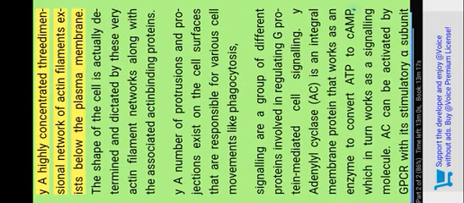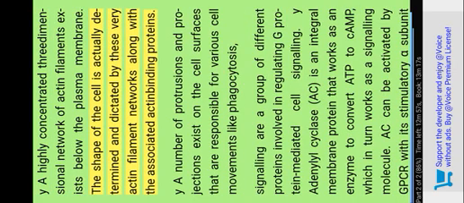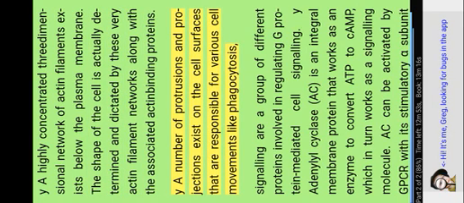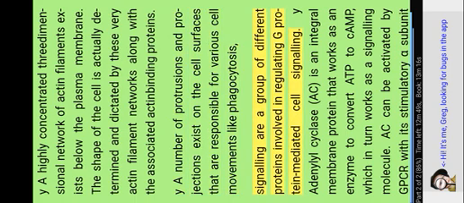Why a highly concentrated three-dimensional network of actin filaments exists below the plasma membrane. The shape of the cell is actually determined and dictated by these very actin filament networks along with the associated actin-binding proteins. Why a number of protrusions and projections exist on the cell surfaces that are responsible for various cell movements like phagocytosis. Signaling or a group of different proteins involved in regulating G-protein-mediated cell signaling.